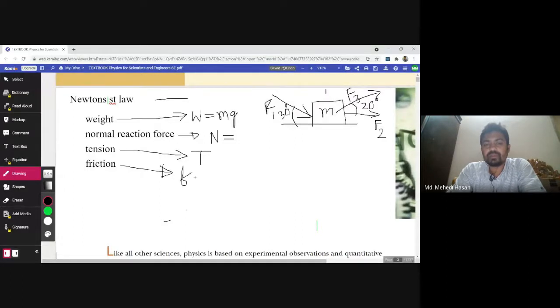So this F equals mu N. There is a relation between friction and the normal reaction force, which is F equals mu N. Here mu is the coefficient of friction, either kinetic or static, and N is the normal reaction force. It will be given. And friction will act in the opposite direction of the motion.